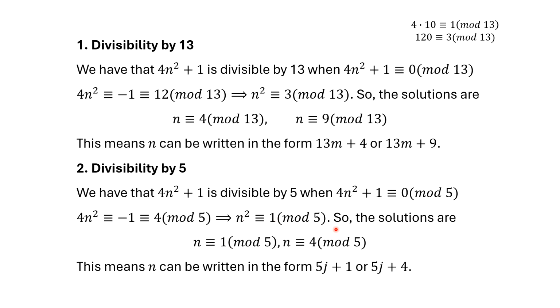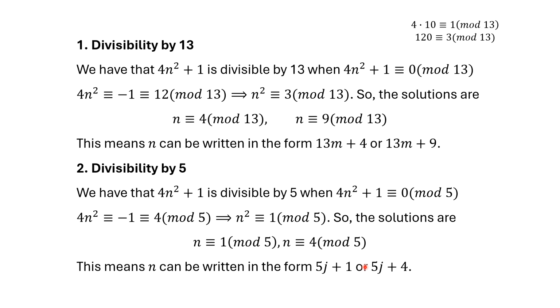And then we just need to find what values of n, squared, are congruent to 1 mod 5, and one solution, of course, is 1. And the other one, which we just saw a minute ago, is 4 squared is 16, which is congruent to 1 mod 5. So these are the two solutions for divisibility by 5. And we can write that as n being in the form 5m plus 1 or 5m plus 4.